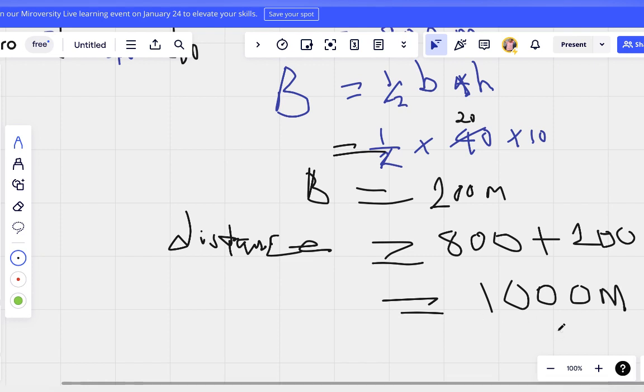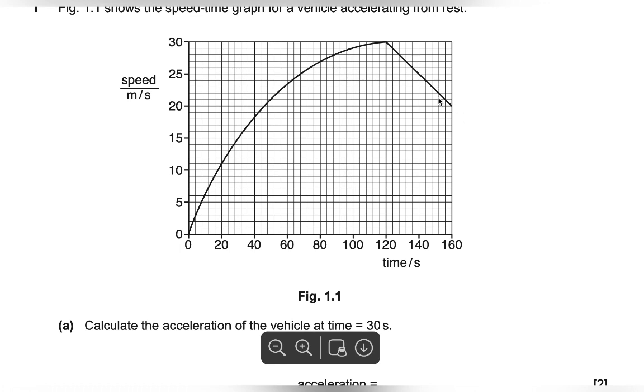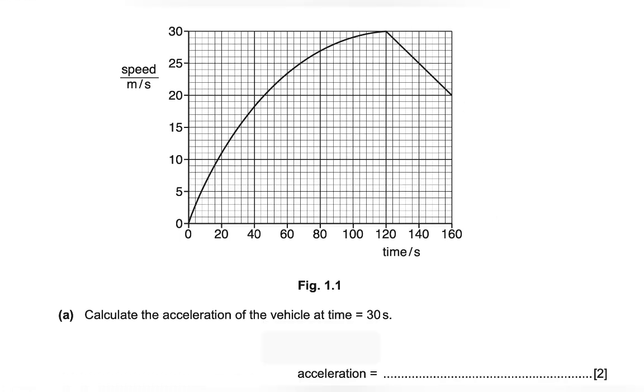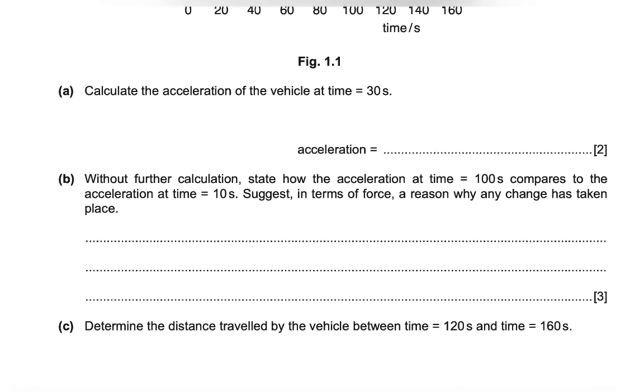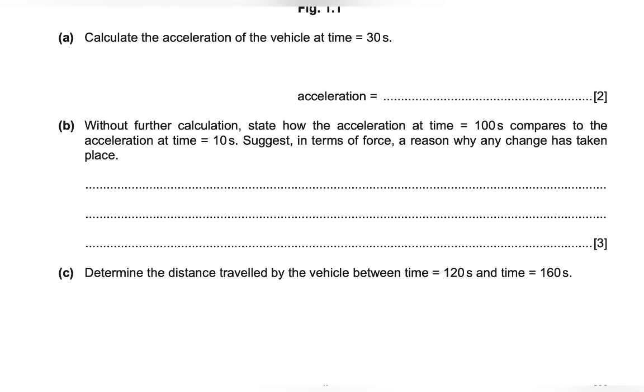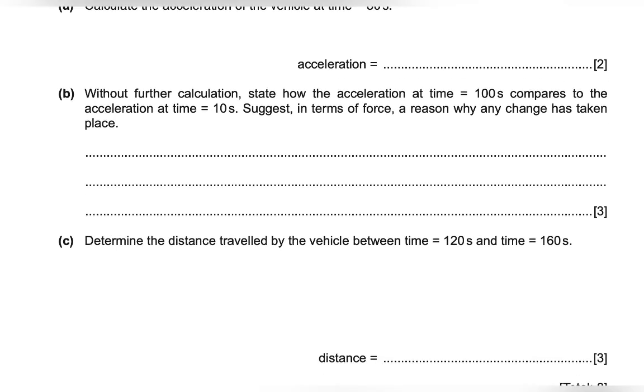1000 meter or 1 kilometer. So that was the distance that was traveled from here to here. Okay, so that's that for that question. So we'll move on to question 2. I think we're done with question 1.